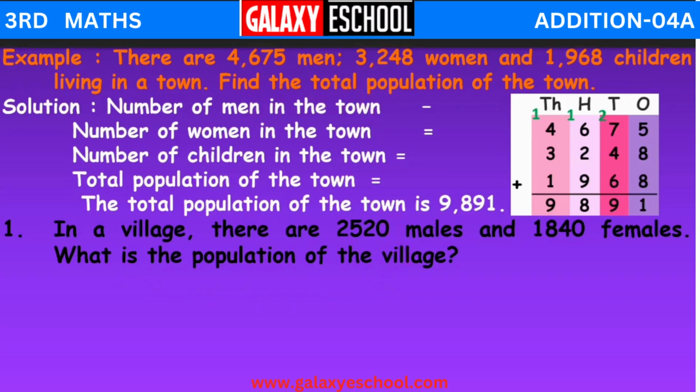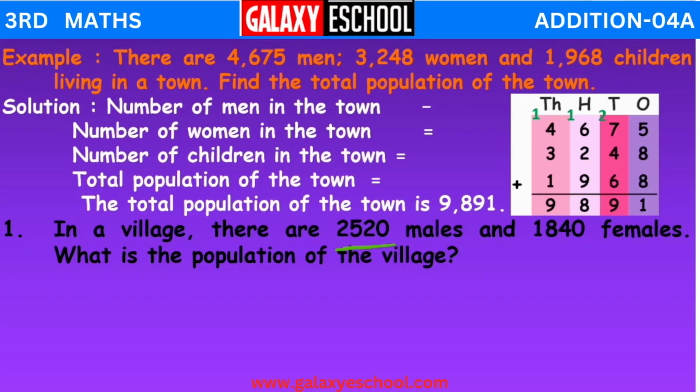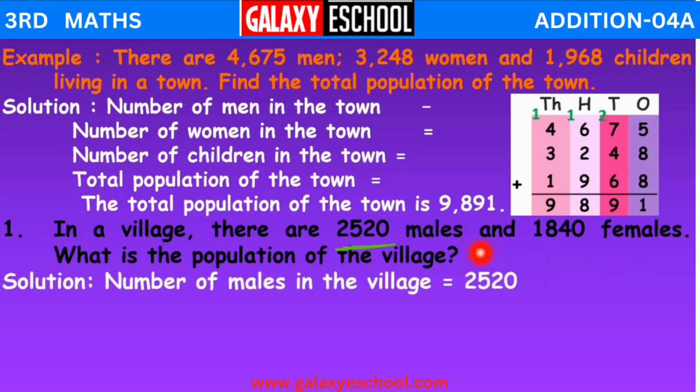The first statement should be, the first number given here is 2,520, right? The first number given is 2,520. Now what is this number? It is the number of males in the village. Yes, this 2,520 is the number of males in the village. So our first sentence will be, number of males in the village is equal to 2,520.